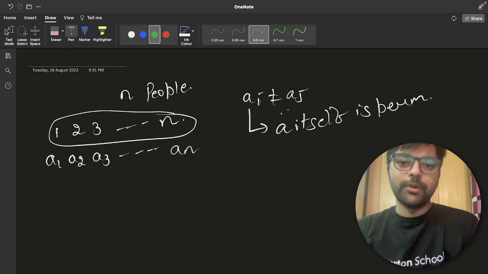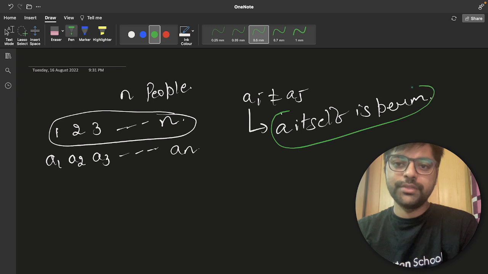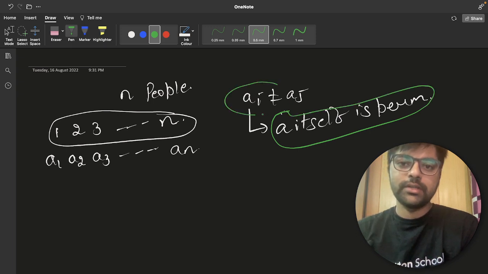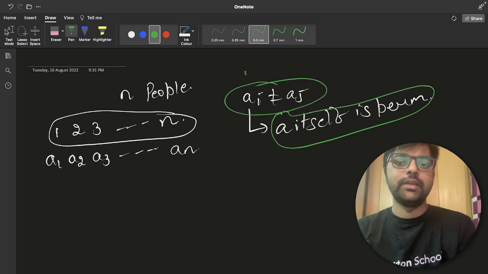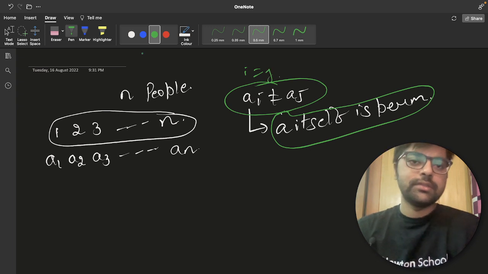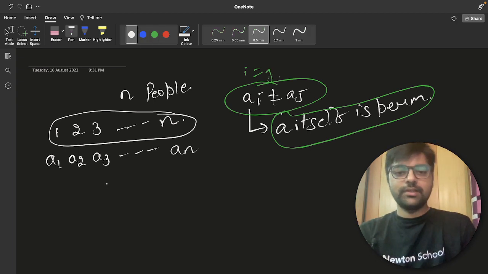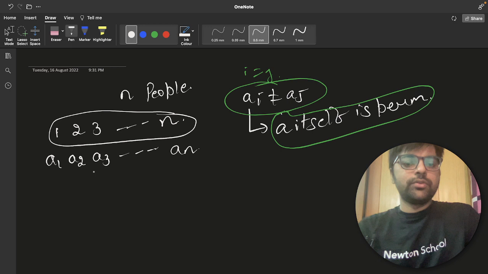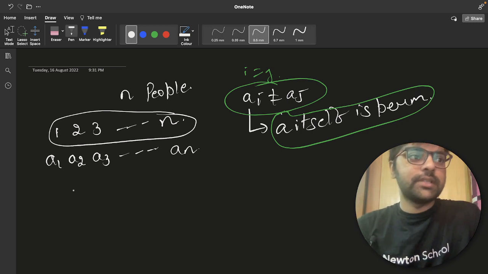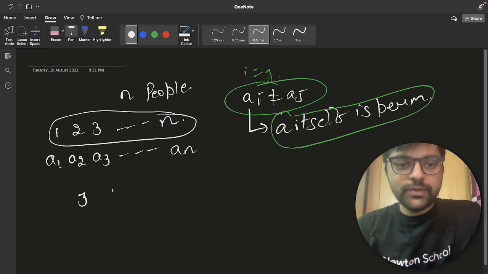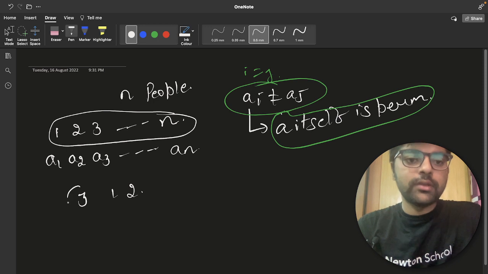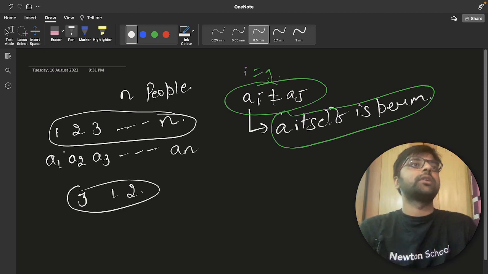A itself is a permutation, or you can say ai is not equal to aj for any i. So this is the key observation that was needed. So let's first discuss example 1. So 3 1 2 is given. Okay, let's first discuss the tournament.